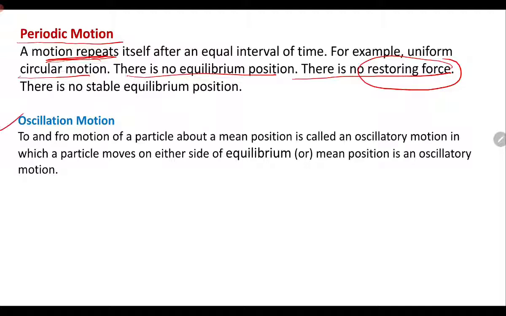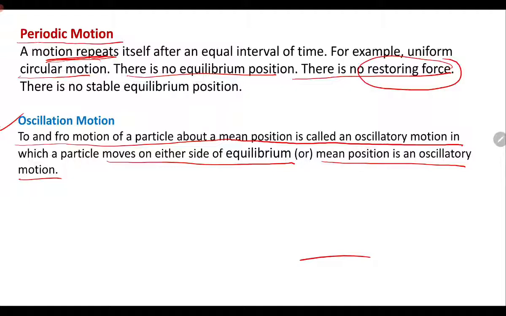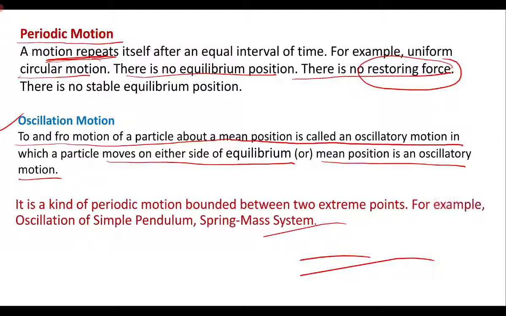Another motion is oscillatory motion. To and fro motion of a particle about a mean position is called oscillatory motion, in which a particle moves on either side of equilibrium. Mean position is the center of an oscillatory motion. It is a kind of periodic motion bounded between two extreme points. For example, oscillation of a simple pendulum. This is an example of oscillating motion. Spring mass system.